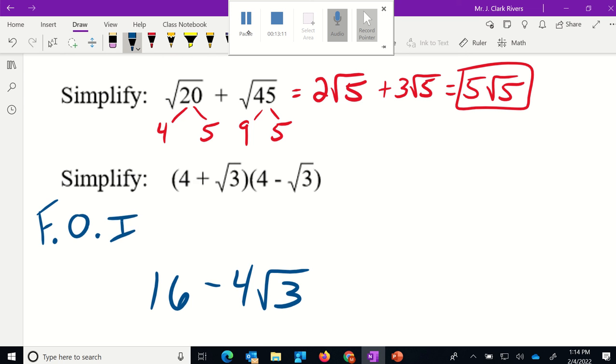I stands for inside. Root 3 is on the inside, 4 is on the inside. A positive times a positive is a positive. Root 3 times 4 is 4 root 3. And then L stands for last. Square root of 3 multiplied by negative square root of 3. Well, a positive times a negative is a negative. Root 3 times root 3 is 3. So minus 3 there.